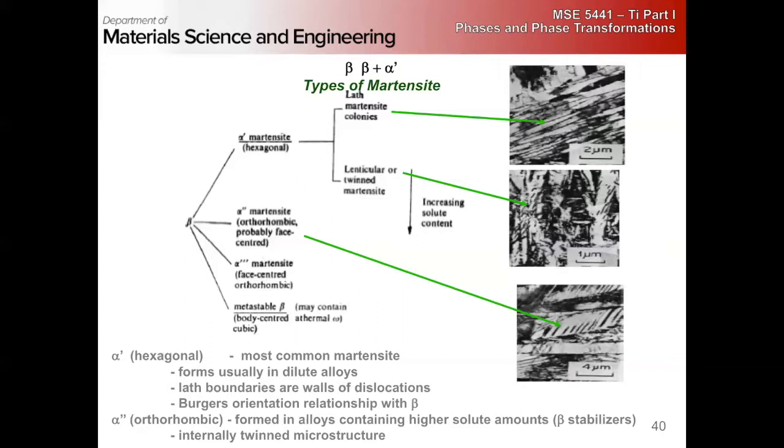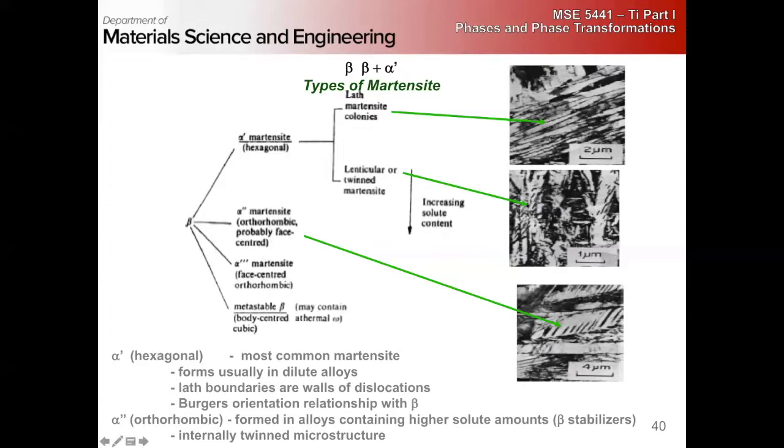As you increase your solute content, you get other phases. You can either get this alpha double prime, which is orthorhombic, or this alpha triple prime, which is also orthorhombic. So the hexagonal alpha prime is the most common, again in dilute alloys, and this does maintain the Burgers orientation relationship.